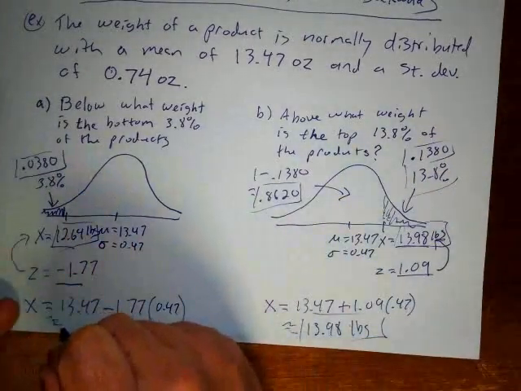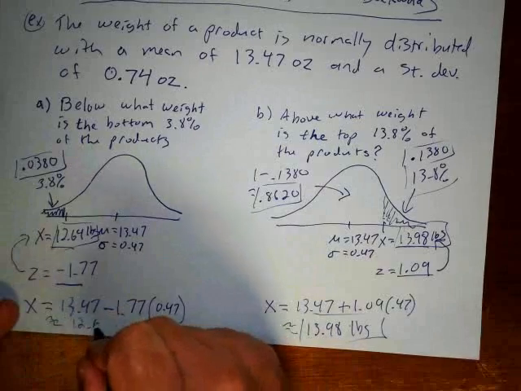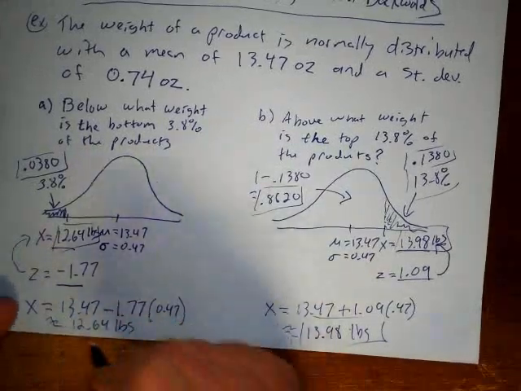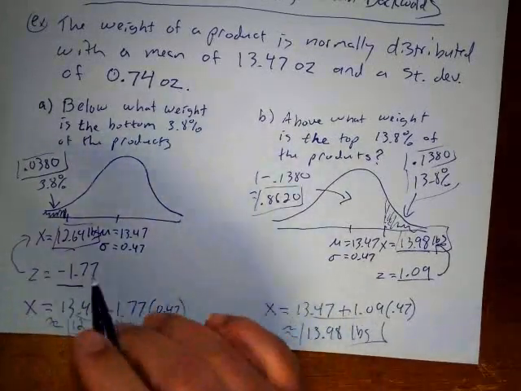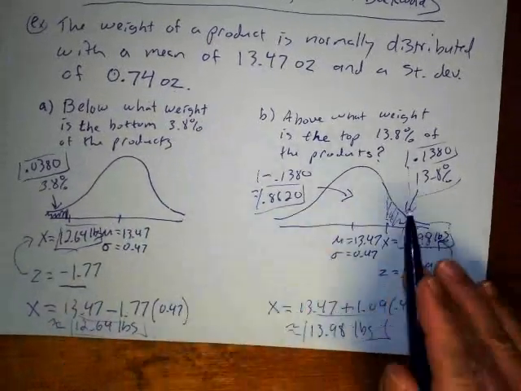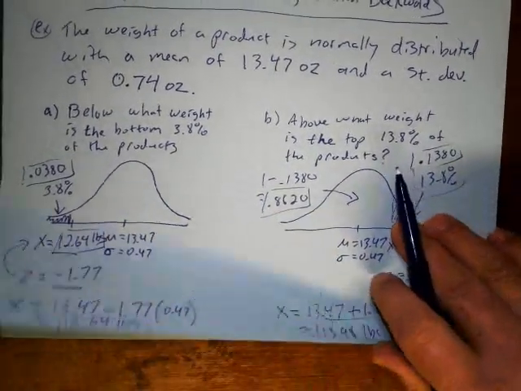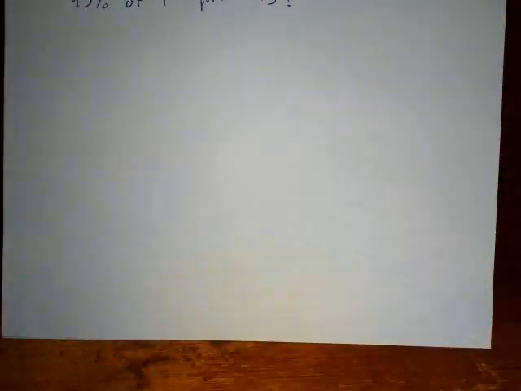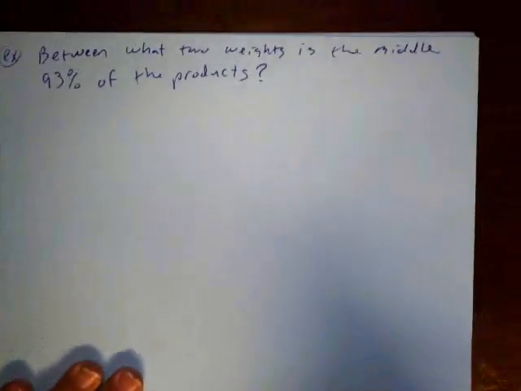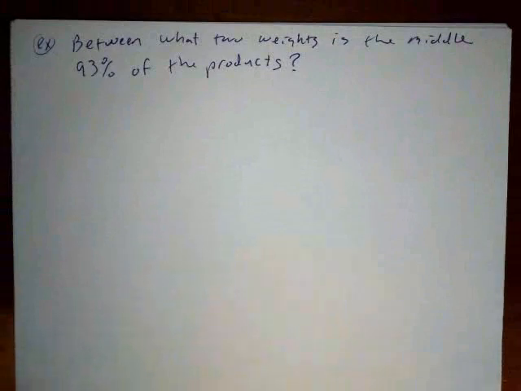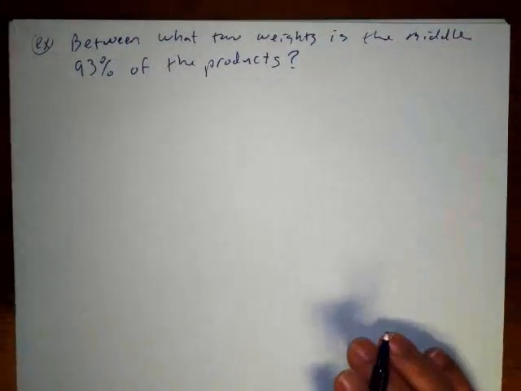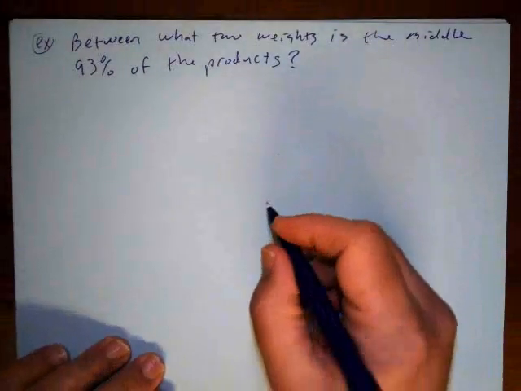So I could have written this down here. Okay, so this is kind of like the less than probability, greater than probability, and then of course we have the between probability. But when we do it backwards, it's always between what two weights is the middle, in this case 93% of the product. So between what two weights is the middle 93% of the product.